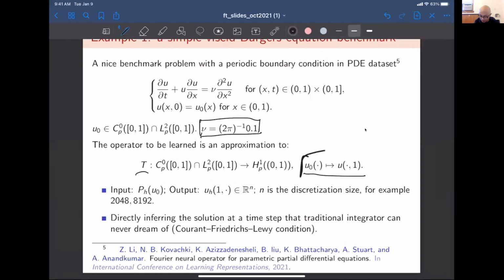So this is our initial condition. And this is the solution at time step 1. So it's basically like an integrator. So this is a nice benchmark problem. I would like to mention that this problem is not difficult. Okay, so the input here is basically.